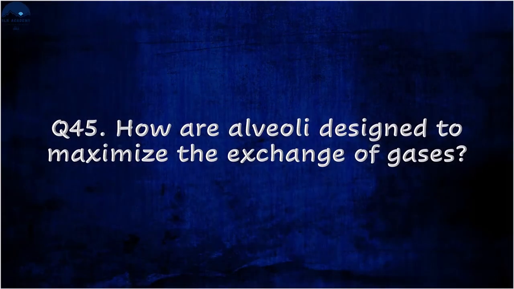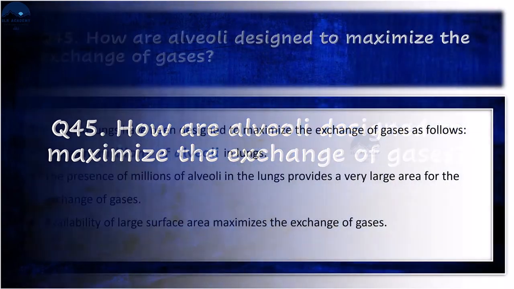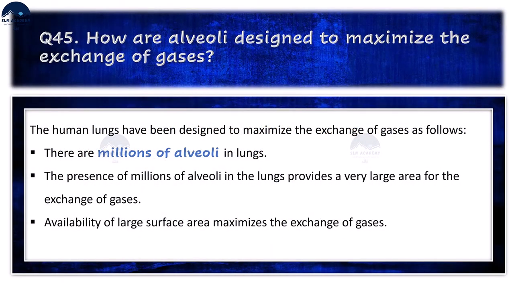Question 45. How are alveoli designed to maximize the exchange of gases? The human lungs have been designed to maximize the exchange of gases as follows. There are millions of alveoli in the lungs. The presence of millions of alveoli in the lungs provides a very large area for the exchange of gases. Availability of large surface area maximizes the exchange of gases.